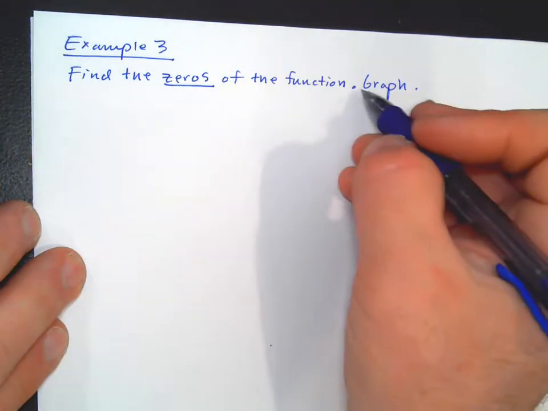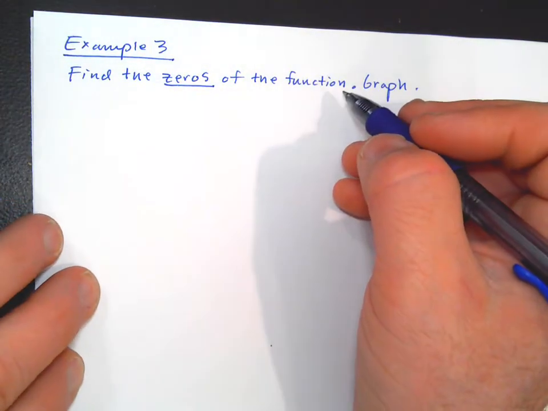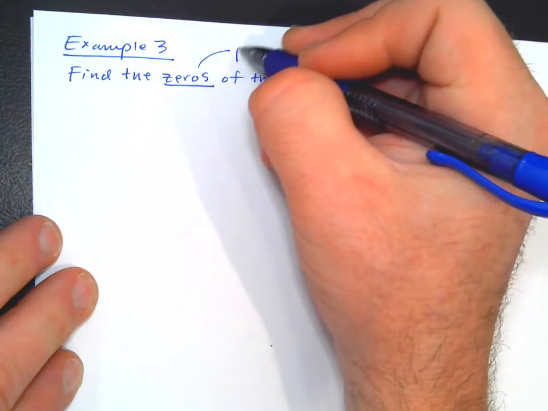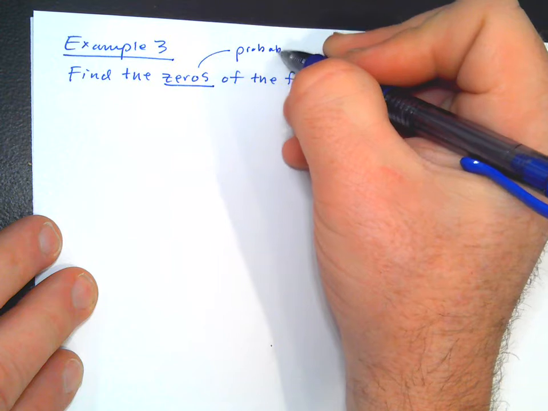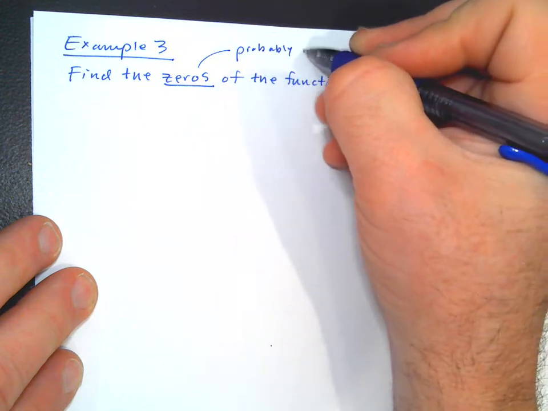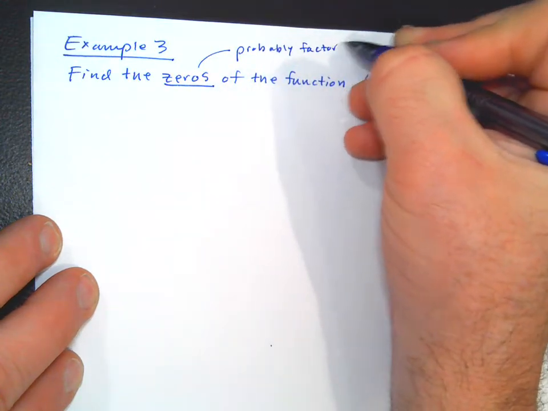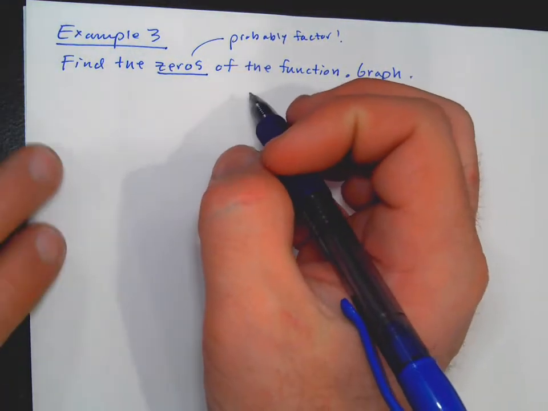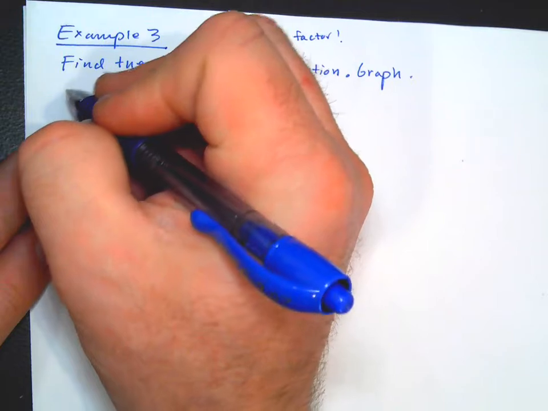Now, finding the zeros of the function, that should sound familiar. That's something we were doing before we started graphing these parabolas. Probably means we're going to factor. Okay, remember how to factor? Okay, so part A of example 3.